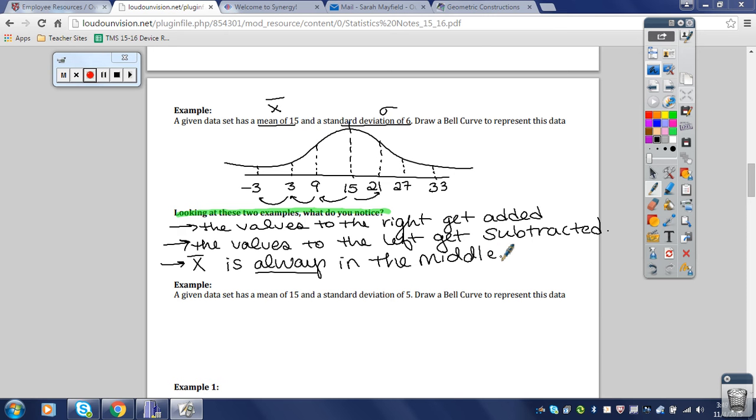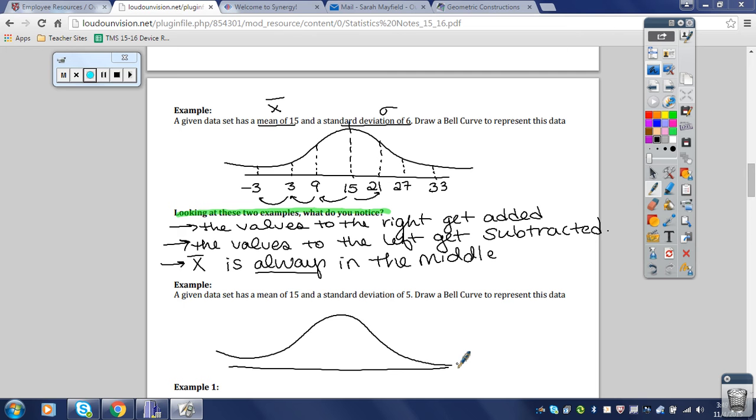So when I'm drawing a bell curve, the point of drawing a bell curve is to be able to approximate the percentage of something happening. We don't get to do that yet. Right now we need to be able to make a bell curve. So let's look at the last example. It says, given a data set with a mean of 15 and a standard deviation of 5, draw a bell curve.